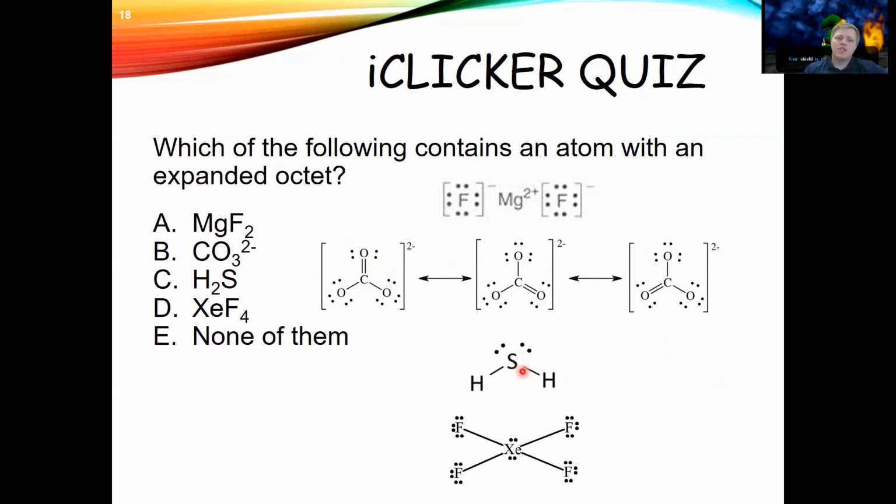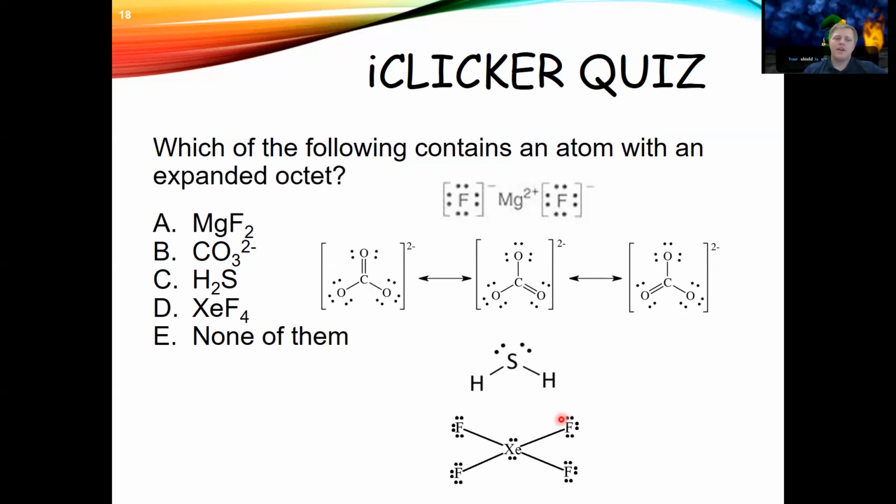With SH2 or H2S, we've got sulfur in the middle with 2 lone pairs, 2 bonds, so that's a full octet. Hydrogen obviously doesn't have an octet, but it has 2 electrons in its valence shell. That's not an expanded octet, that's the normal state for hydrogen.